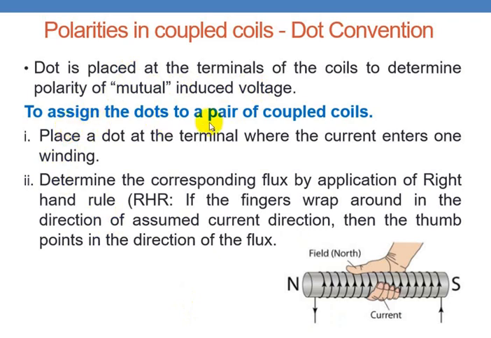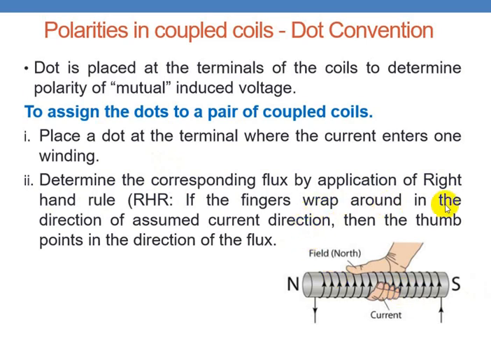How to assign the dots to a pair of coupled coils? First, we have to place a dot at the terminal where the current enters one winding. So if there are two coils or two windings, first of all you place a dot at the terminal where the current is entering one of the windings. Then determine the corresponding flux by application of the right hand rule.